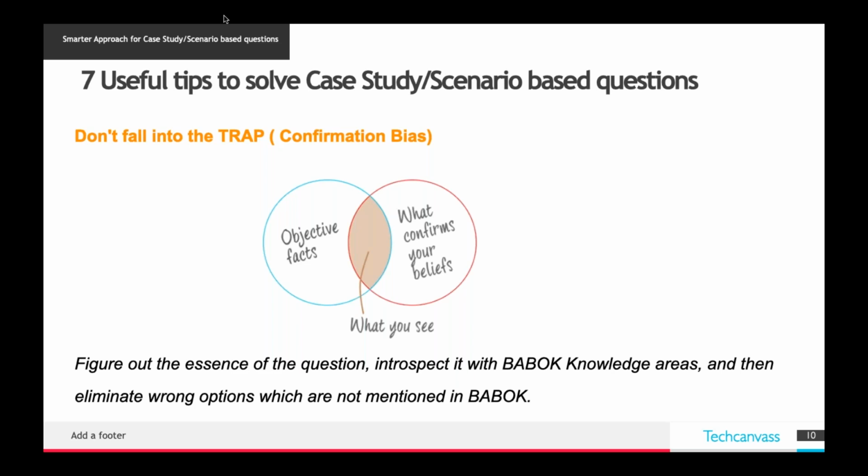Don't fall into that bias. Your previous experience in business analysis is not going to help you clear CBAP. Your knowledge of BABOK, what you have learned in BABOK, and how you are able to interpret it and apply it strategically, that is what is being tested. I'll tell you 100 times, because many folks fail because of this one particular reason.